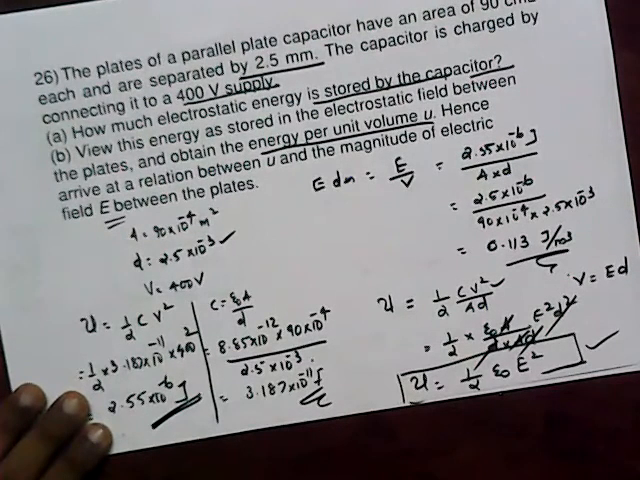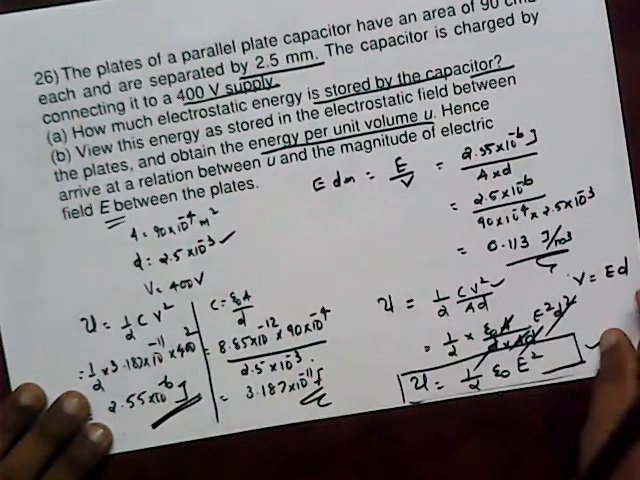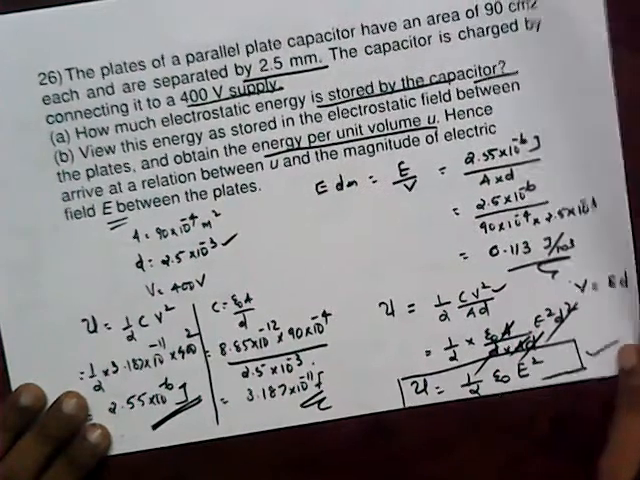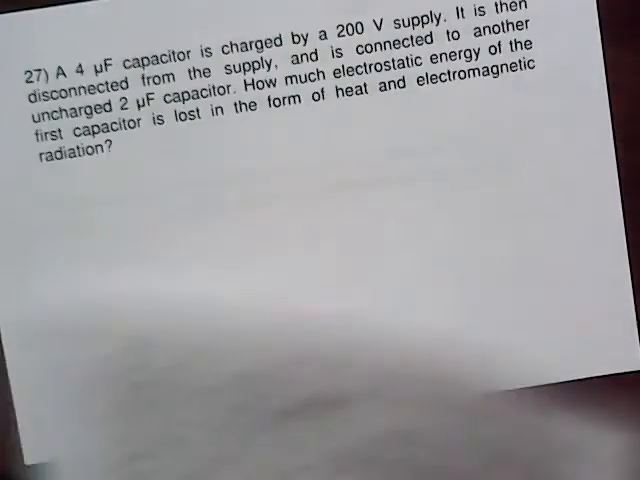And keep in mind, in a capacitor, the energy is stored in the form of electric field. With the equation, energy density is equal to half epsilon 0 E squared. A good aspect. Number 27.